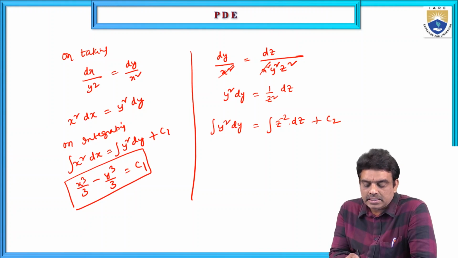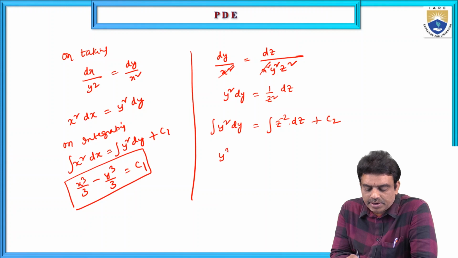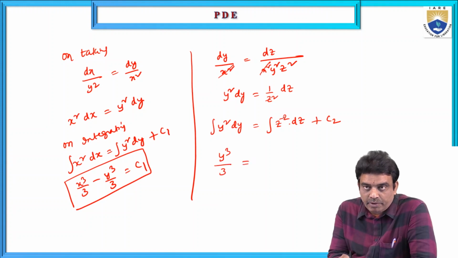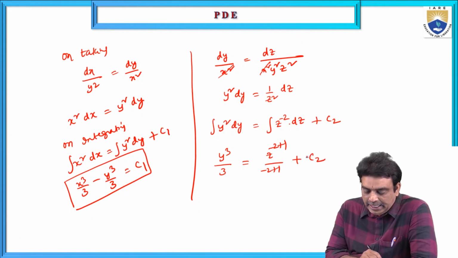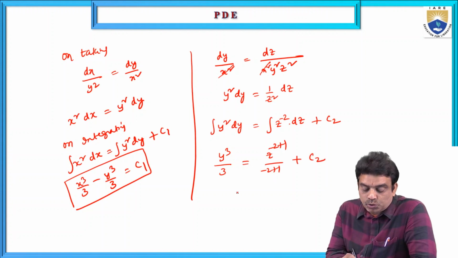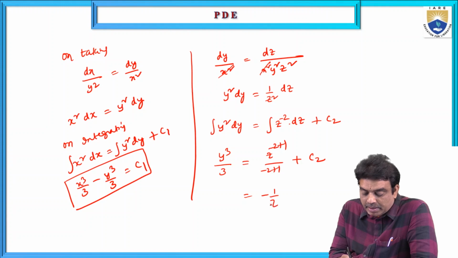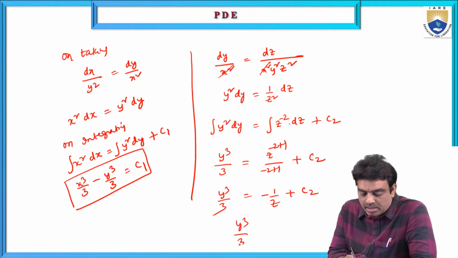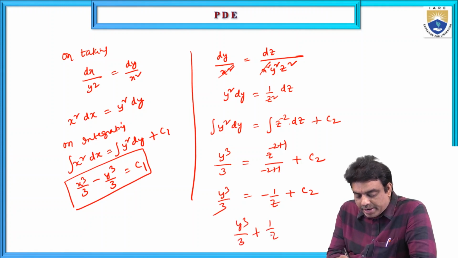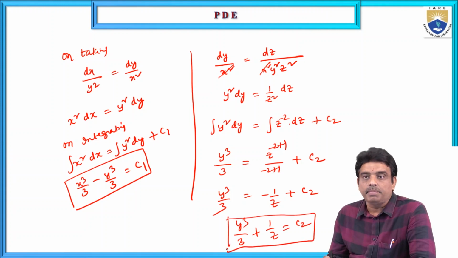Or what is the integration for y square dy? That is y cube by 3. This is 1 by z square dz, z power minus 2 dz. z power minus 2 plus 1 by minus 2 plus 1, or it is minus 1 by z plus c2 is equal to y cube by 3. Or what is another solution? y cube by 3 plus 1 by z is equal to c2. This is the second part of the solution.